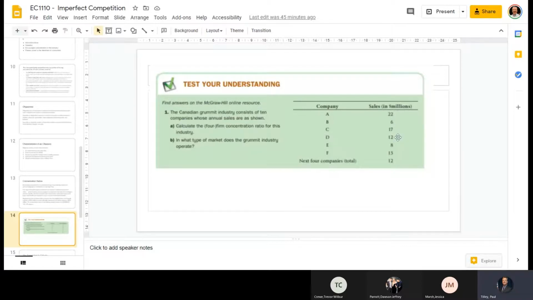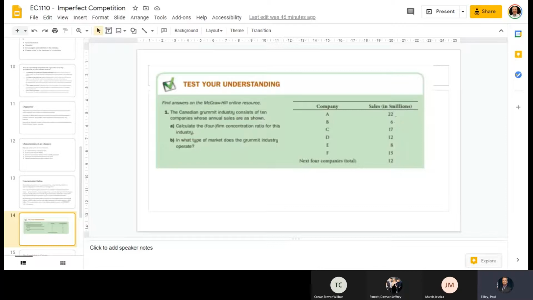So if we add those numbers up, 22 and 17 is 39. And 15 is 54. And 12 is 66. So 66 of the total. So what is the total? 22 and 6 is 28. 38, 45, 55, 57, 65, 80, 92. So we got about 60 odd of 90.